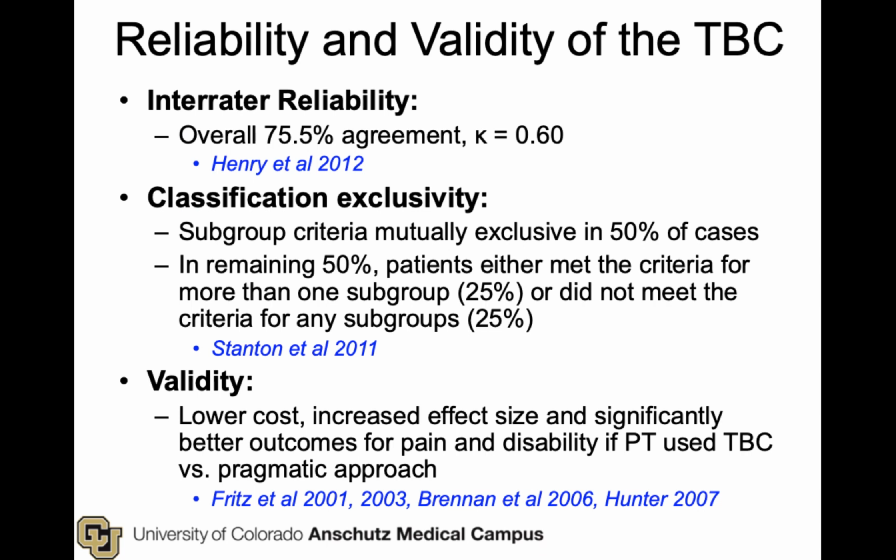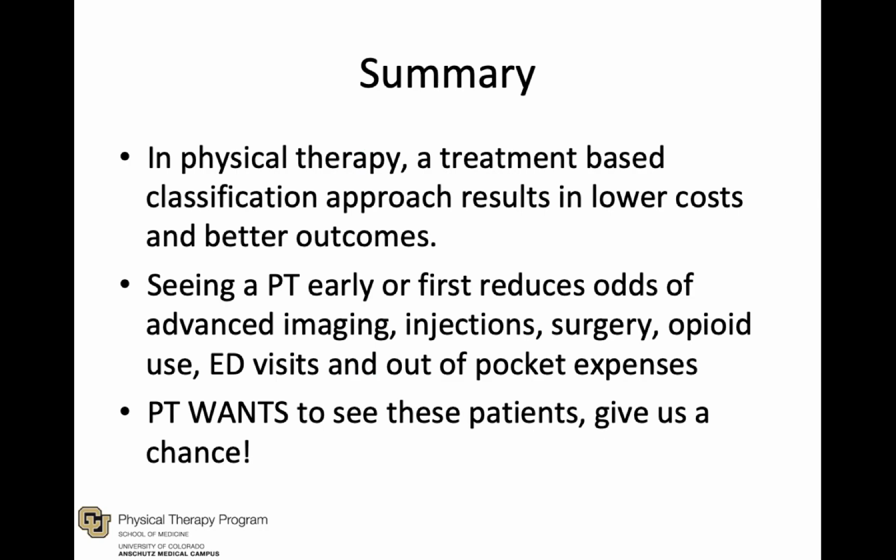And then finally, validity. If you let the PT do whatever the heck they want with the patient versus using a treatment-based approach, the TBC results in lower costs, increased effect size, and significantly better outcomes for pain and disability. So in summary, in PT, a treatment-based classification results in lower costs and better outcomes. Seeing a PT early or first reduces the odds of advanced imaging, injections, surgery, opioid use, emergency department visits, and lowers out-of-pocket expenses. So in physical therapy, we want to see these patients.